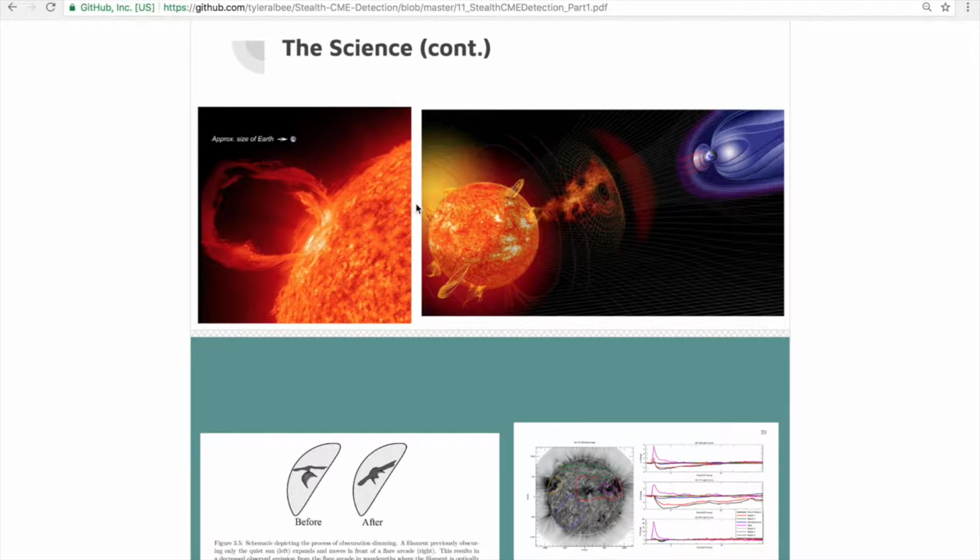So really quickly, a stealth coronal mass ejection is just like a normal coronal mass ejection, or CME, pictured here on the right, except that it's not preceded by any other solar activity like a solar flare, pictured here on the left, hence stealth.